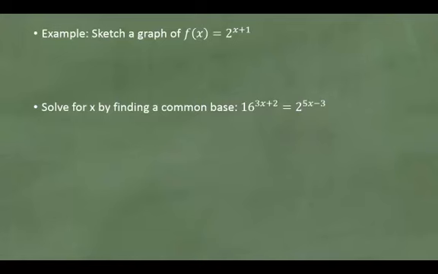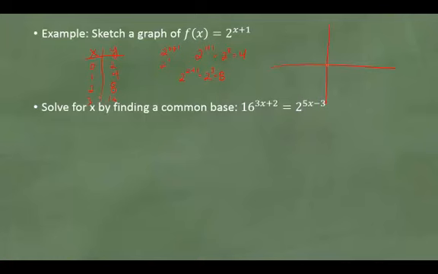So we're going to sketch a graph of 2 to the x plus 1. Remember, if you're not sure how to graph these functions, you can always just try x and y values. We're going to try 0, we're going to try 1, we're going to try 2. When x is 0, we get 2 to the 0 plus 1, or 2 to the first power, which is 2. When x is 1, we get 2 to the 1 plus 1, which is 2 squared, which is 4. When x is 2, we get 2 to the 2 plus 1, which is 2 to the third, which is 8. And etc. 3 would give you 16, etc.